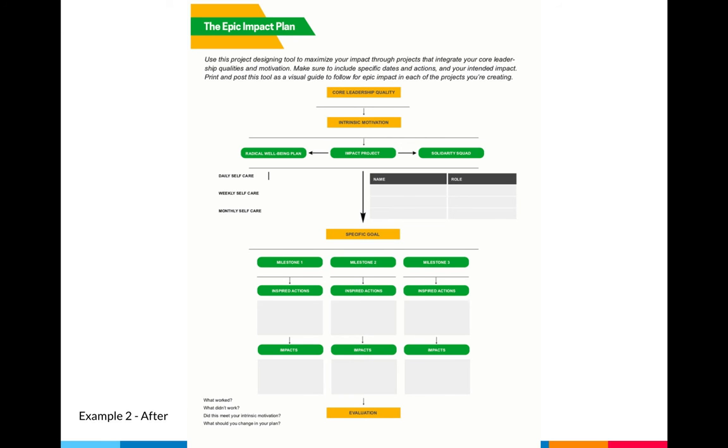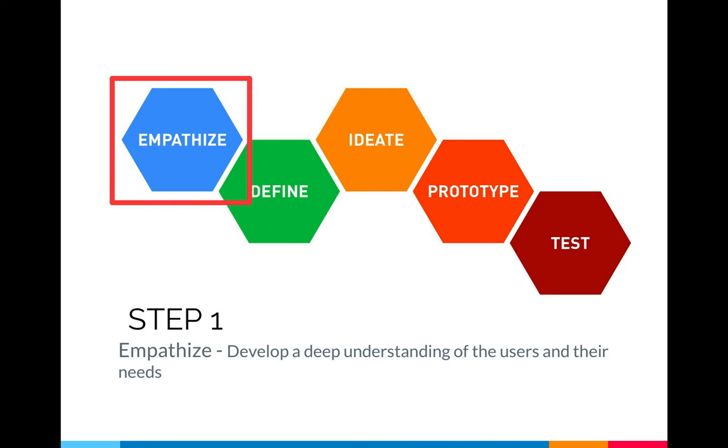Great. So now we can get started. And this is where you all get to jump in too. So again, the first stage in design thinking is to empathize. Empathy helps us develop a deep understanding of the users, or in this case, the learners and their needs. How do you get it? Well, there's a number of different ways.